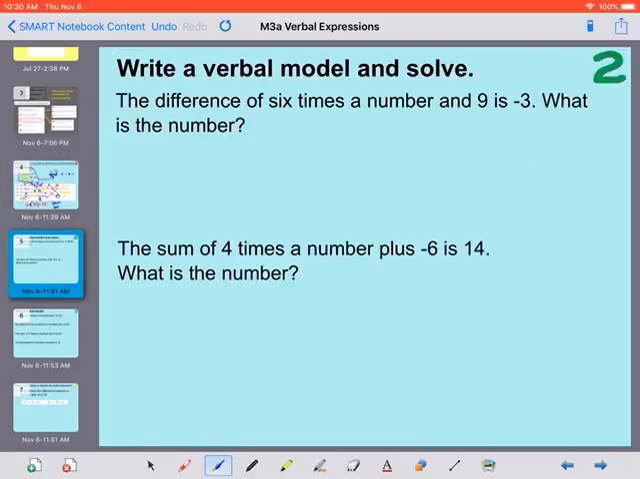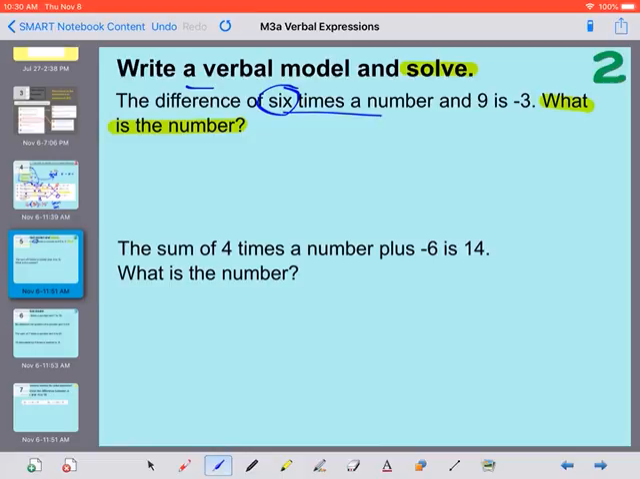Let's try a couple on our own. It says, write a verbal model and solve. The difference of 6 times a number and 9 is -3. What is the number? So that's the solving part. We're going to actually have to solve this in a second. So first, difference means we're subtracting. The difference of 6 times a number.